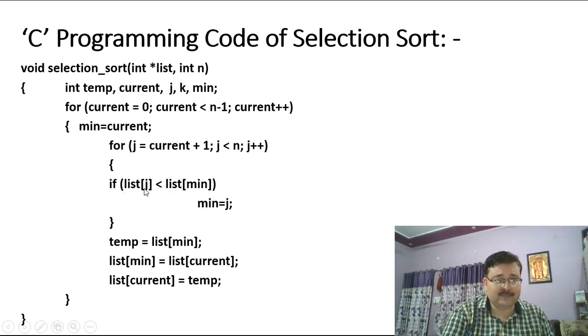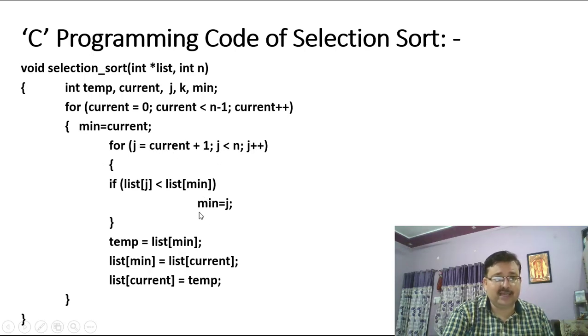If list j, where j is 1, the first element is less than list minimum. Minimum is what? We are taking the current position, that is 0. If the list 0 element is greater than this, it means list j is less, then we have to change the minimum. Otherwise, do nothing. Repeat the loop till the end.